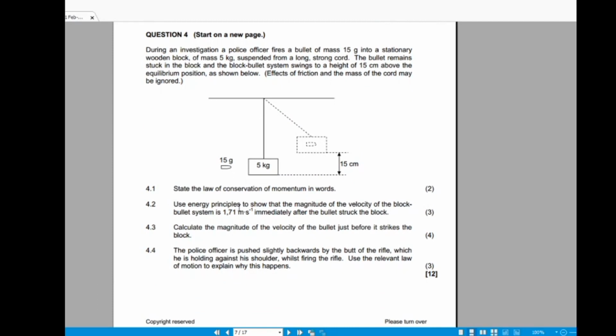It's an equation here, momentum and impulse. And then, okay, so as not to waste time, let us do question 4.